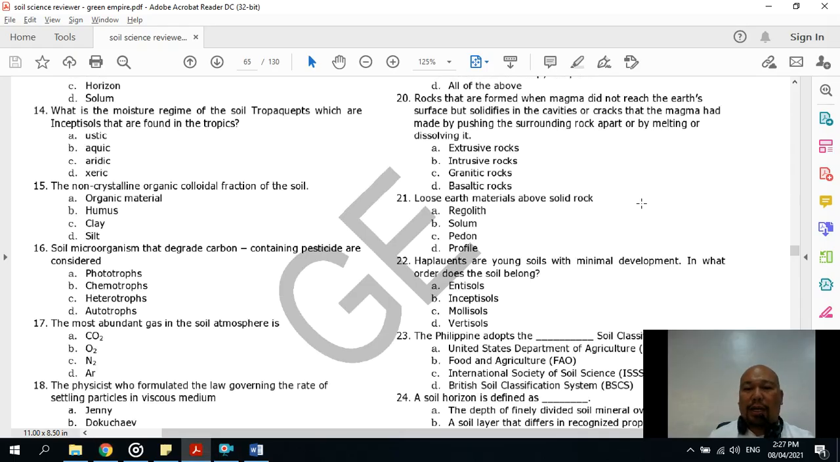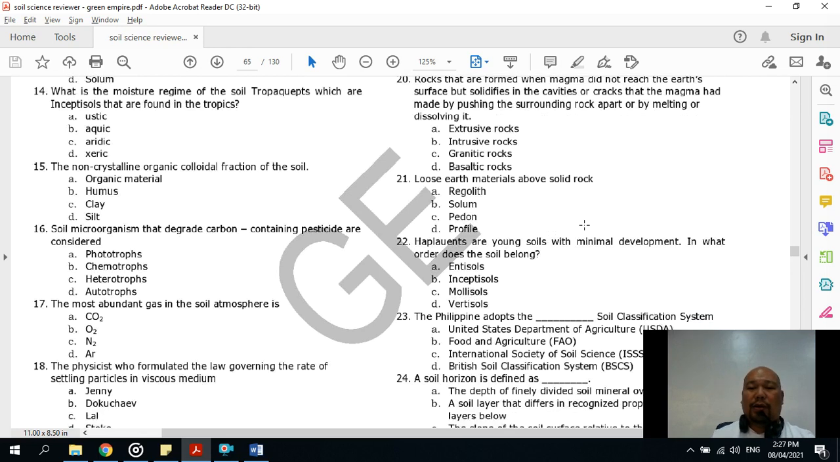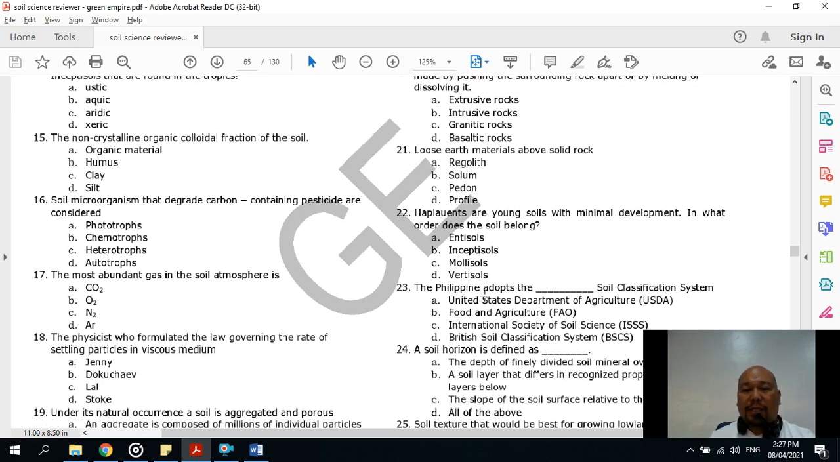So here, while lalis, dili kay kusuito ani, but klaro kay na ents. So, those are entisols. Because for inceptisols, it should be ept. Dapit sa last. Then, molisols, mol niya, ver, ang usa or verti. Okay? Next. The Philippines adopts the blank soil classification system.